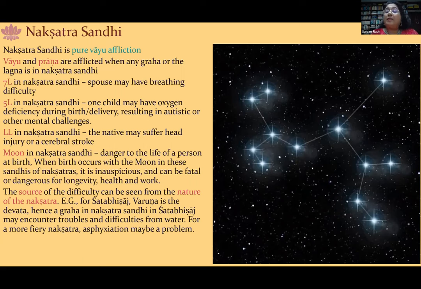Okay, for example, if the seventh lord is in Nakshatra Sandhi, a spouse may have breathing difficulties. A fifth lord in a Nakshatra Sandhi, maybe one of the children born may have some oxygen deficiency during birth while labor is going on. And as a result, the child may become autistic or have other mental challenges. Now, what happens if the Lagna Lord itself is in Nakshatra Sandhi? Sometimes the Lagna itself can be in Nakshatra Sandhi also. When the Lagna itself is in a Nakshatra Sandhi, the native can suffer head injuries, cerebral strokes, and things like this. And moon in Nakshatra Sandhi, as I already mentioned to you, is obviously a danger to the life of a person at birth.